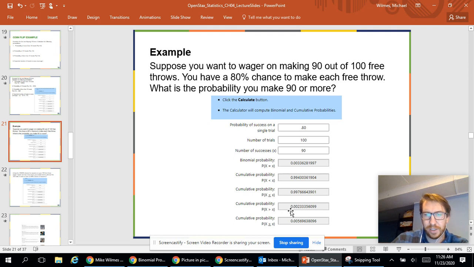Now here is what we're interested in, making more than 90 or making more than or equal to 90. So we want to look at the bottom one, because this is making more than or equal to 90, so 0.00569. We move that decimal 2 spots to the right, so 0.569% would be our percent. So about 1 in every 200 times we're going to make this happen. Okay, so that's how we read those probabilities.